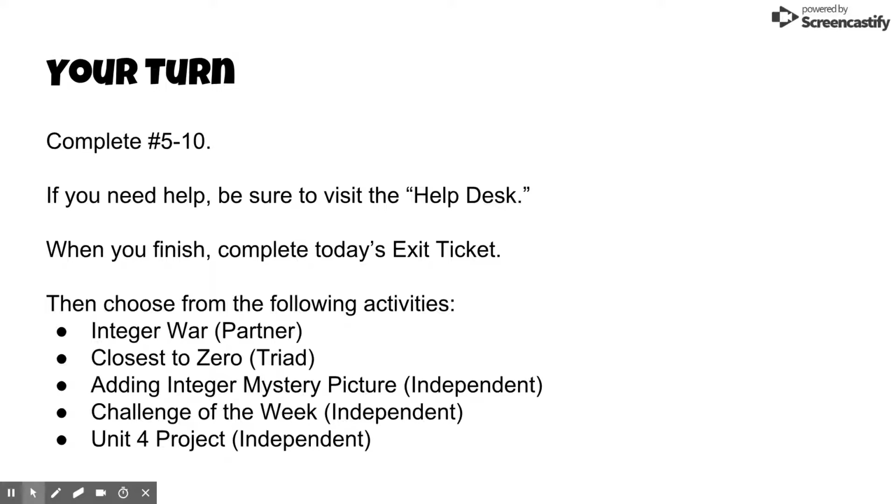Once you've completed the exit ticket, turn it into your Turn It In bin for your mod, and then you may choose from the following activities: Integer War with a partner, Closest to 0 with a group of 3, Adding Integers Mystery Picture, which can be found on Schoology, Challenge of the Week, which can be found on the board, or the Unit 4 project, and you may see Mrs. Friege if you're interested in completing this.